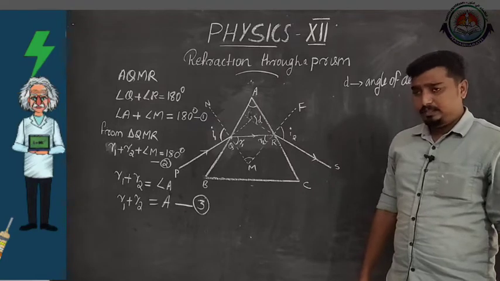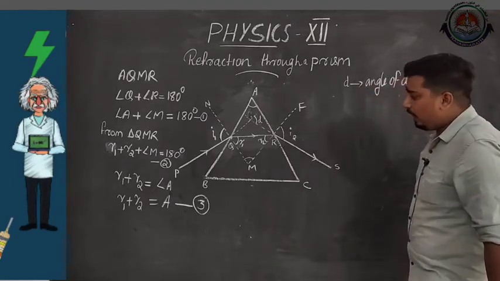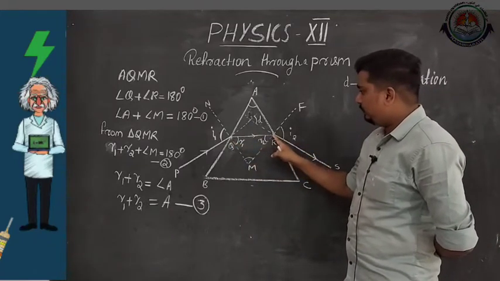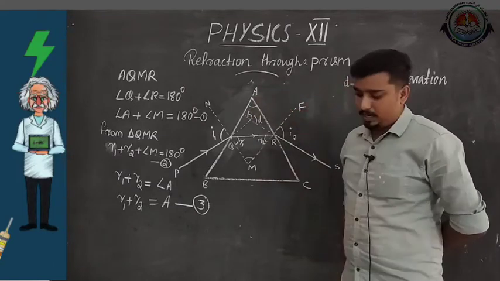Clear? Then next we consider another triangle, triangle QRT. Sorry, here this is T. QRT.